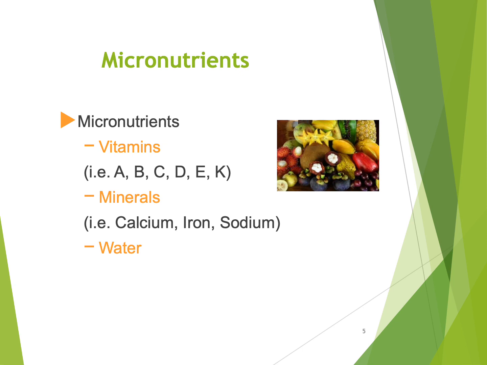We know that micronutrients can be divided between vitamins, minerals, and water. Vitamins like vitamin A, B, C, D, E, and K, and minerals like calcium, iron, and sodium. There are also other substances in micronutrient-containing food that influence health. This can be fiber and phytochemicals. We will be talking more about these vitamins and minerals in later slides.